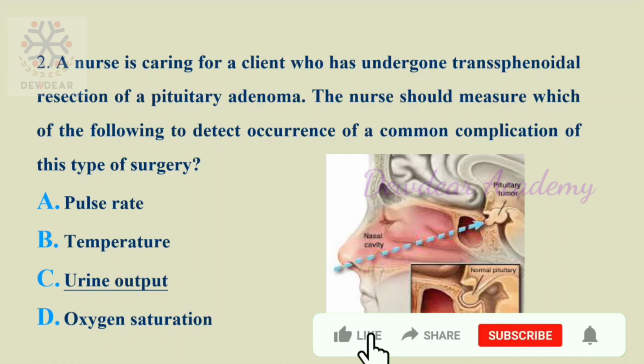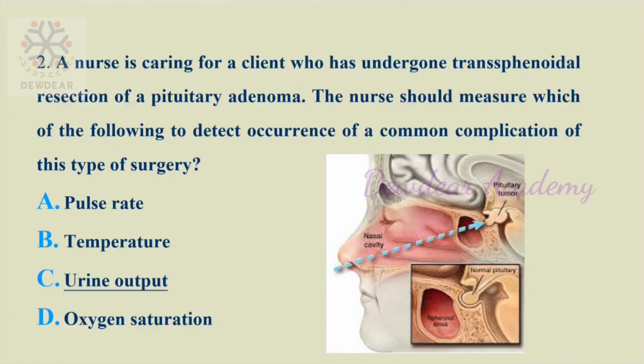A common complication of surgery on the pituitary gland is temporary diabetes insipidus. This results from the deficiency of ADH, that is antidiuretic hormone secretion, as a result of surgical trauma. The nurse measures the client's urine output to determine whether this complication is occurring. Polyuria of 4 to 24 liters per day is a characteristic of this complication. All other options are not related to the common complication after this surgery. So measuring the urine output is the correct answer.